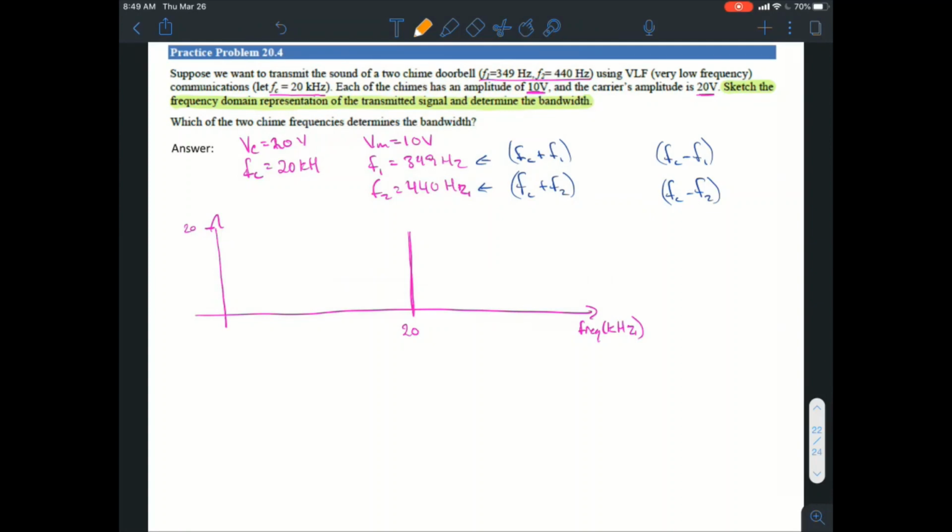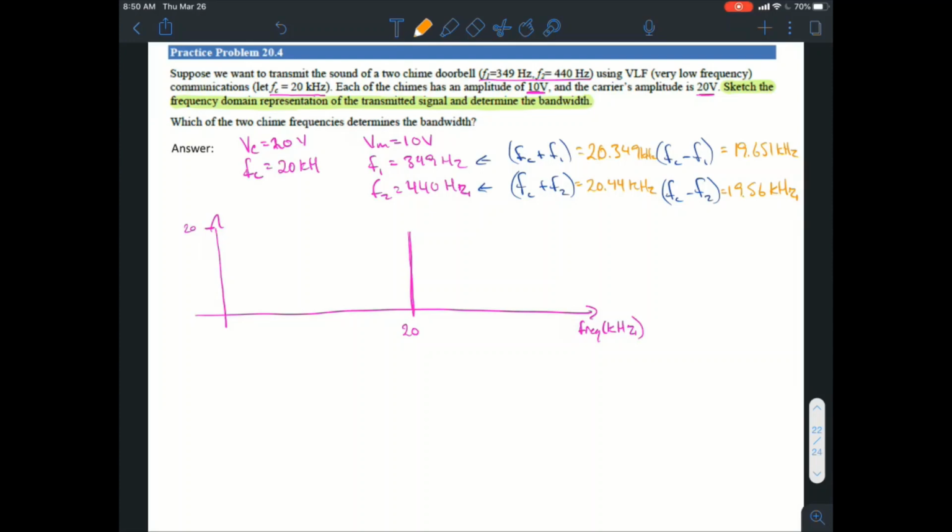So if we do this, we figure out that f sub c plus f sub 1 will be 20.349 kilohertz. And then f sub c minus f sub 1 is going to be 19.651 kilohertz. Over here, 20.44 kilohertz and 19.56 kilohertz. And we can go ahead and start plotting those.